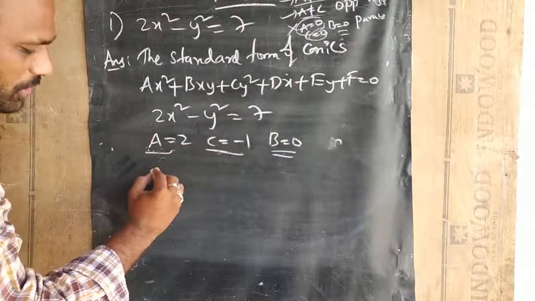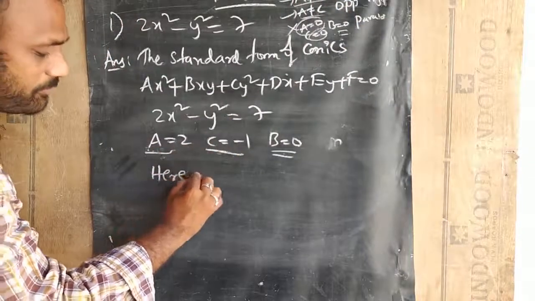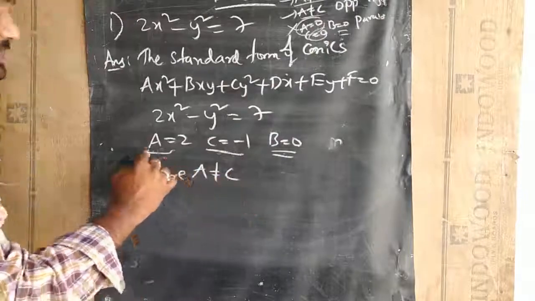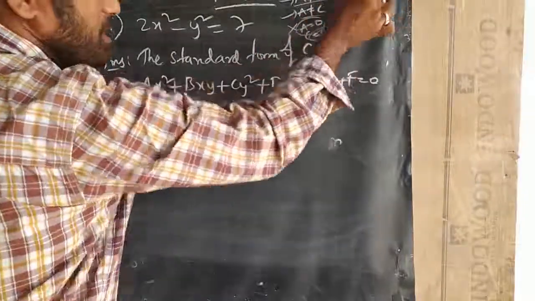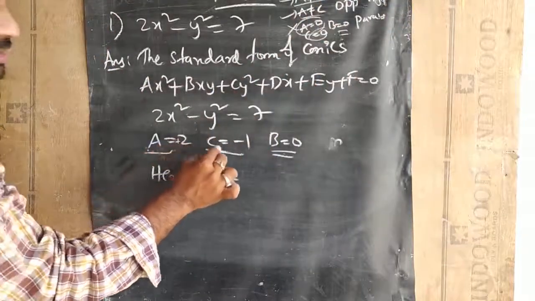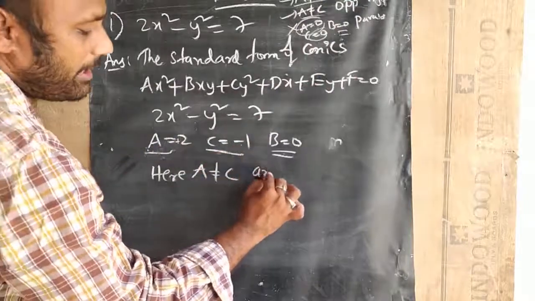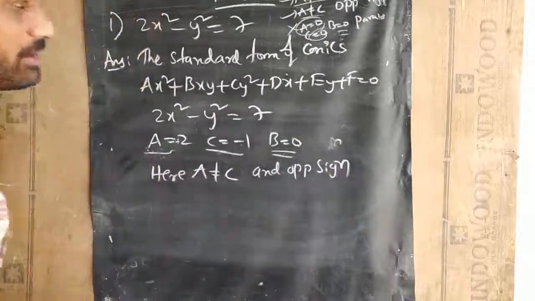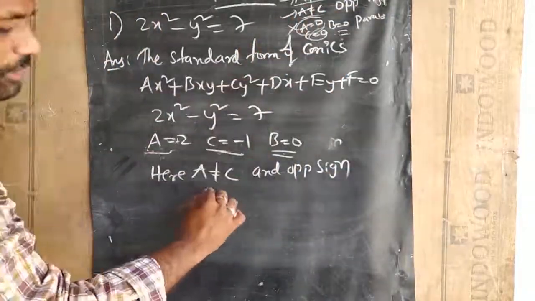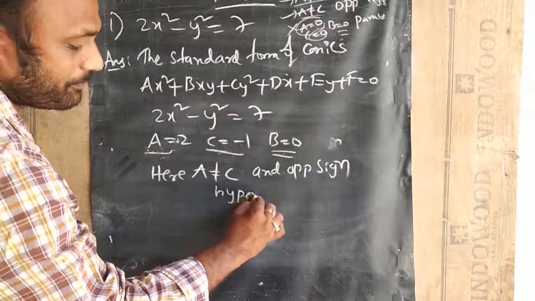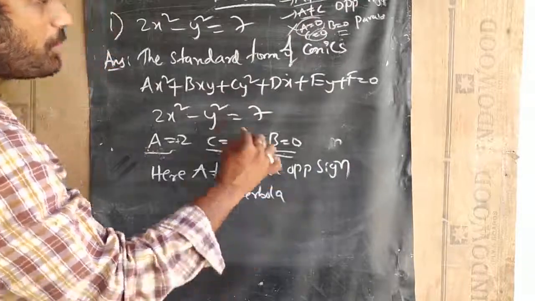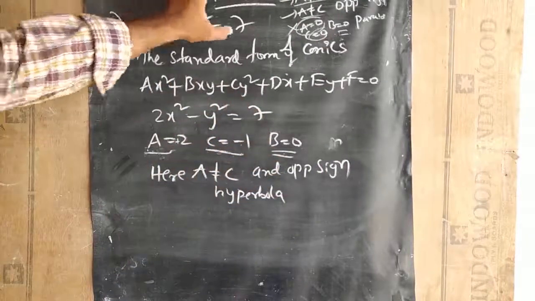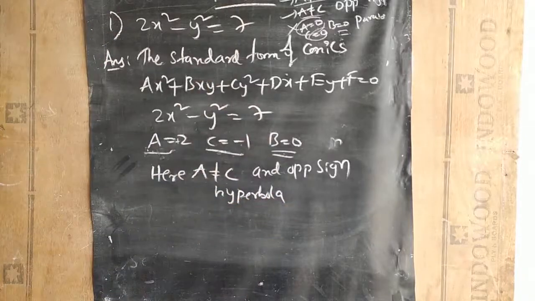So a is not equal to c, no doubt. And they are of same sign or opposite signs? This is a positive number, this is a negative number. They are of opposite sign. So if they are of opposite sign, what should it form? Hyperbola. So the given equation is a hyperbolic equation. So in this way we are going to identify the equations.